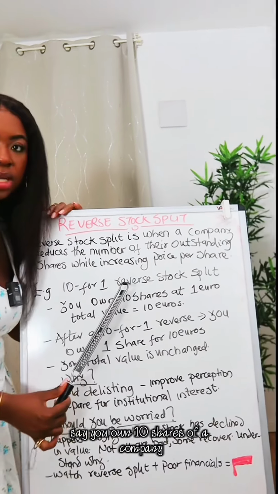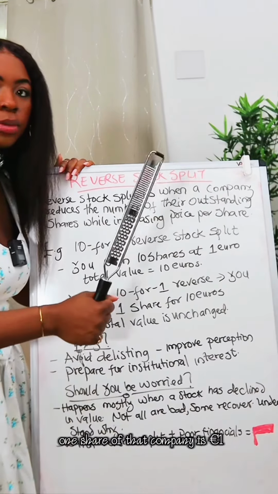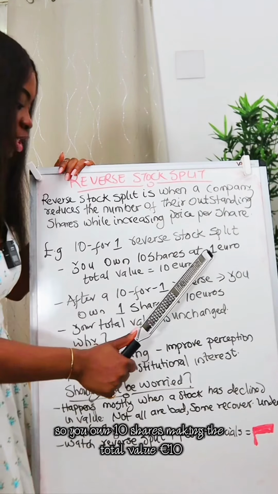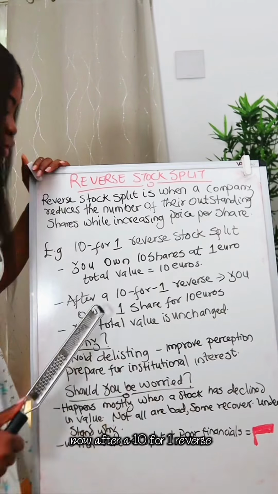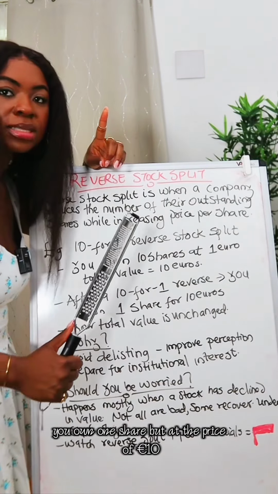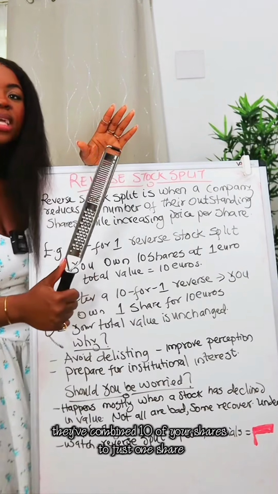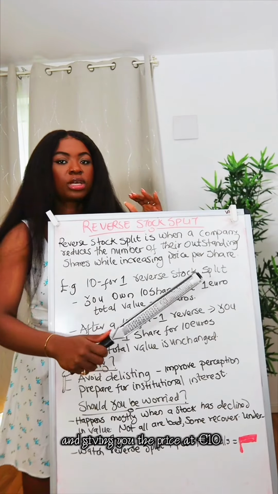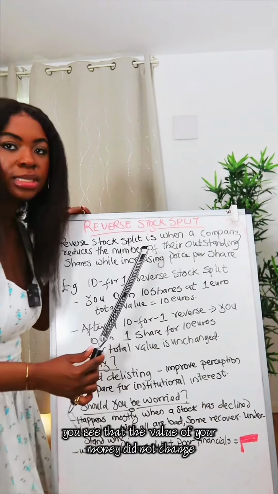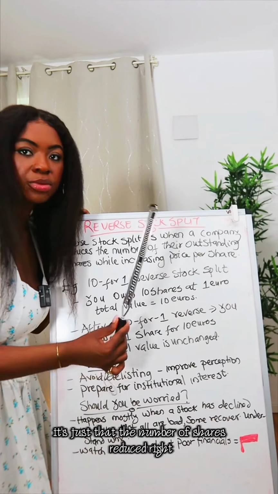Say you own 10 shares of a company. One share of that company is €1. So you own 10 shares, making the total value €10. Now, after a 10-for-1 reverse, you own one share, but at the price of €10. So now they've combined 10 of your shares into just one share and giving you the price at €10. You see that the value of your money did not change. It's just that the number of shares reduced, right?